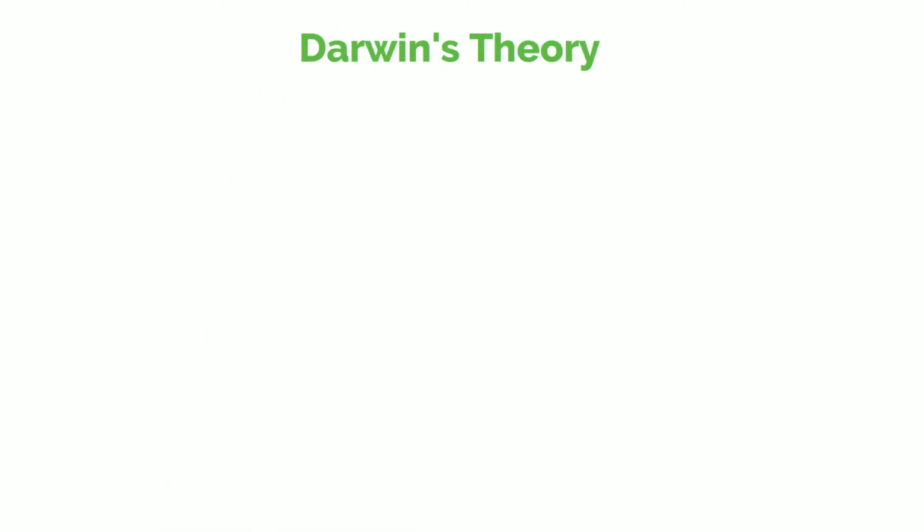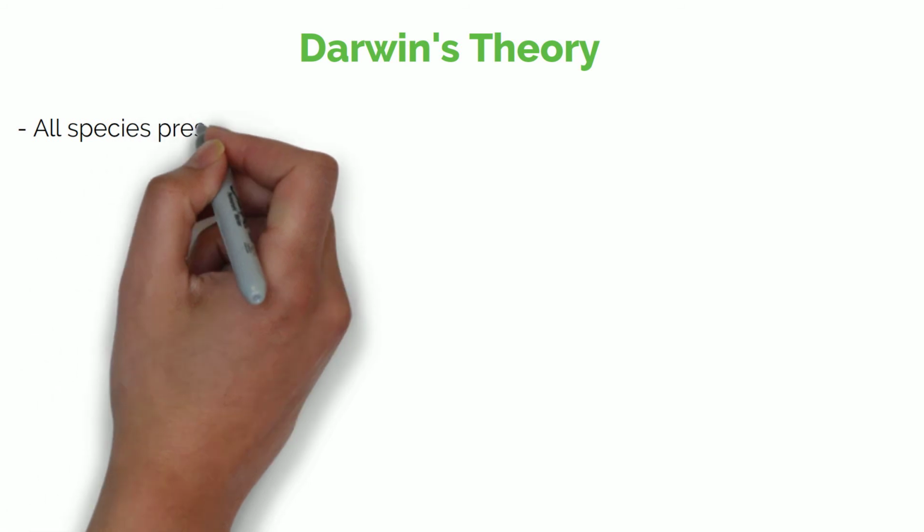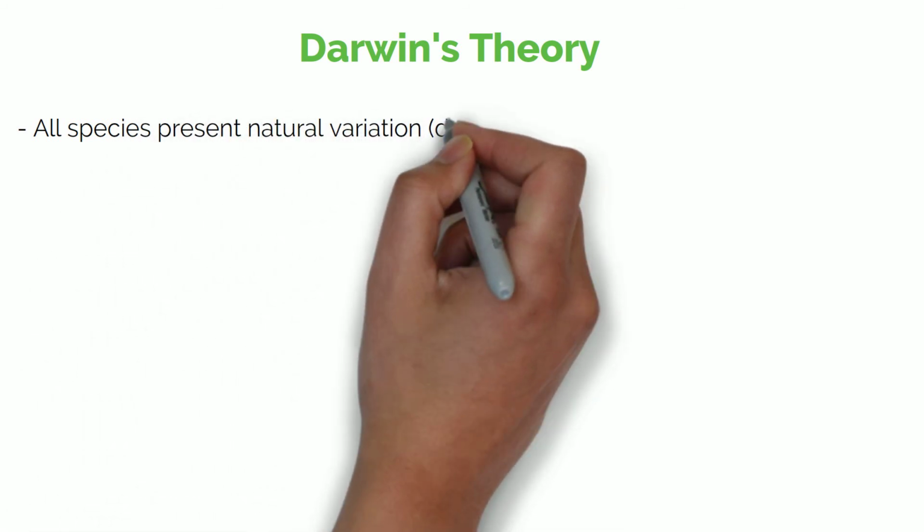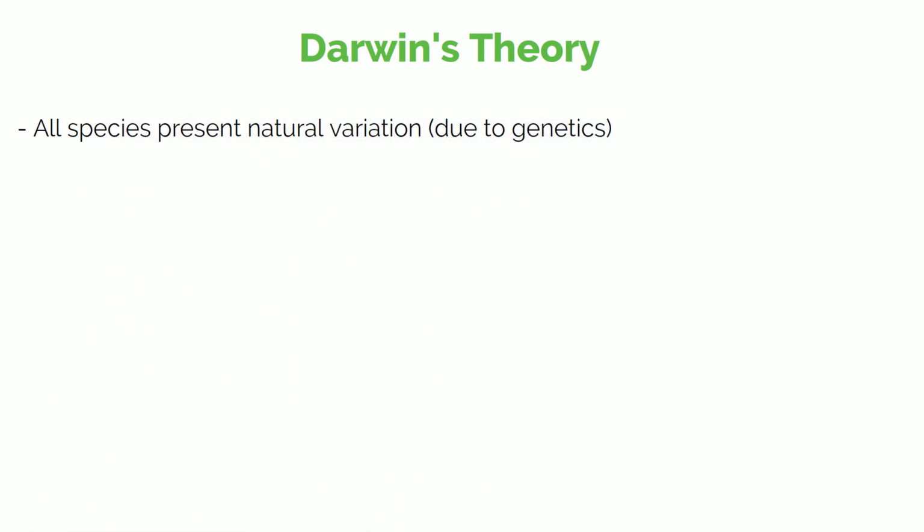Now on to Darwin's theory. Darwin is the forefather of the science of evolution. He revolutionized this branch of science with his observations and with his famous theory of natural selection. According to Darwin, all species present natural variation. Now we know this is because of genetics, mainly the meiosis process we have talked about.